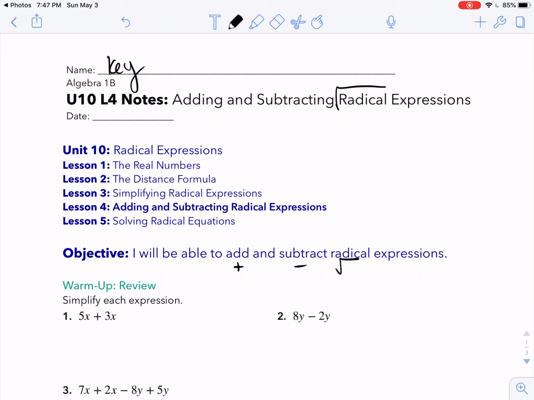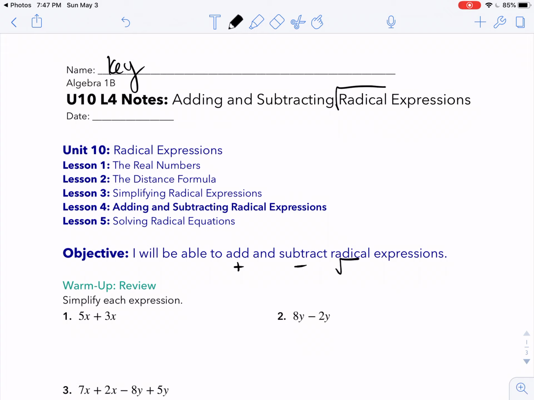Let's simplify each of these expressions first. Here we have 5x plus 3x. So our strategy here is you'll see they both have an x in common, so we're going to factor out that x, giving us 5 plus 3, both of those, times x. And 5 plus 3 is 8, so we have 8x.